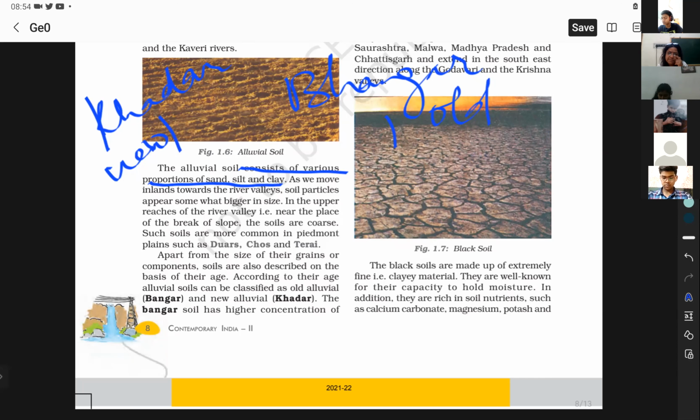What do we call Piedmont plains? They are the foothills, the lower area of the mountains, that is called the Piedmont area. Now apart from the size of their grains or components, soils are also described on the basis of their age. According to their age, alluvial soils can be classified as old alluvial and new alluvial. This part is important because they ask you to give three differences between old alluvial soil and new alluvial soil. They don't tell you khadar bhangar. They ask which are the two types of alluvial soil that are found. Give any 3 points of difference between the two.